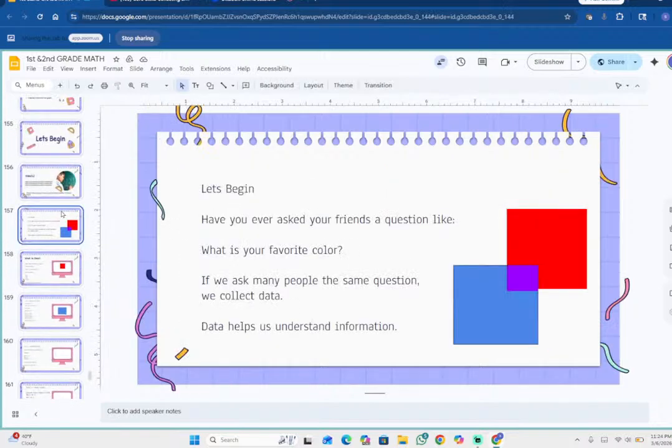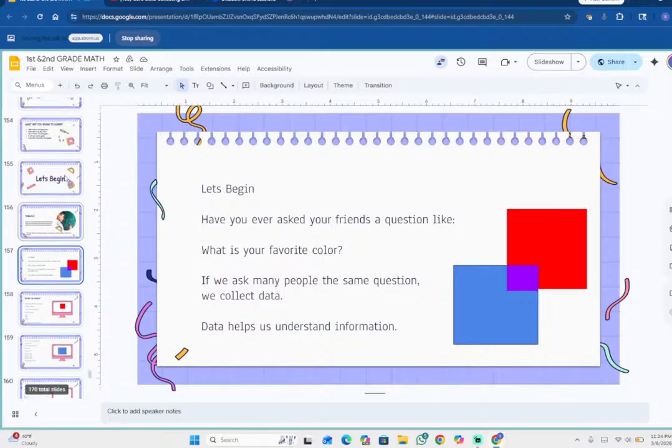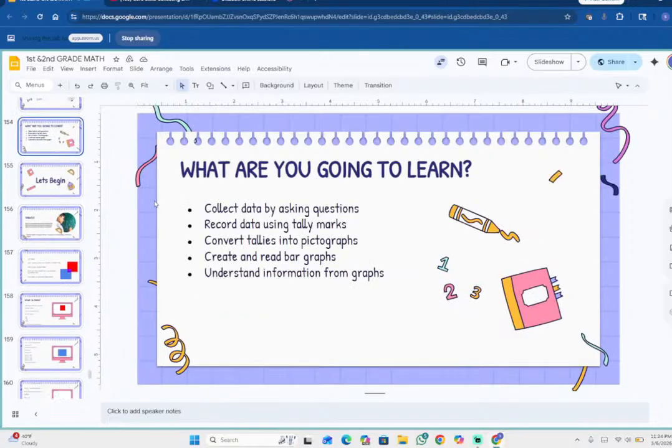So that's it for this lesson. So we learned collecting data by asking questions, recording data using tally marks, converting tallies into pictographs, create and read bar graphs, understand information from graphs.